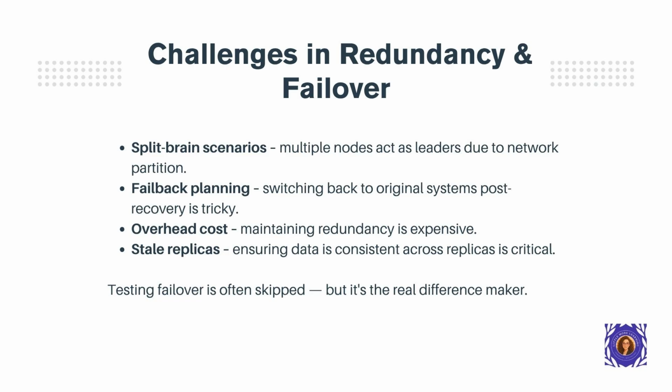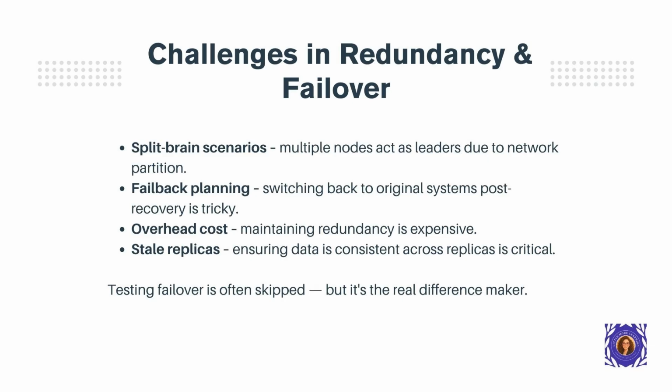While vital, implementing robust redundancy and failover is fraught with challenges. Split-brain scenarios. This is a notorious problem in distributed systems. It occurs during a network partition when two or more nodes incorrectly believe they are the designated leader, or primary, because they've lost communication with the true leader. This can lead to conflicting writes and data corruption. Robust consensus algorithms are needed to prevent this.